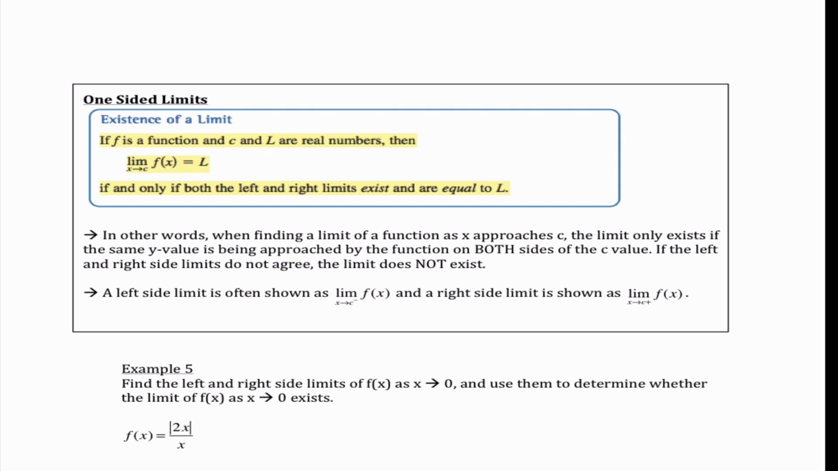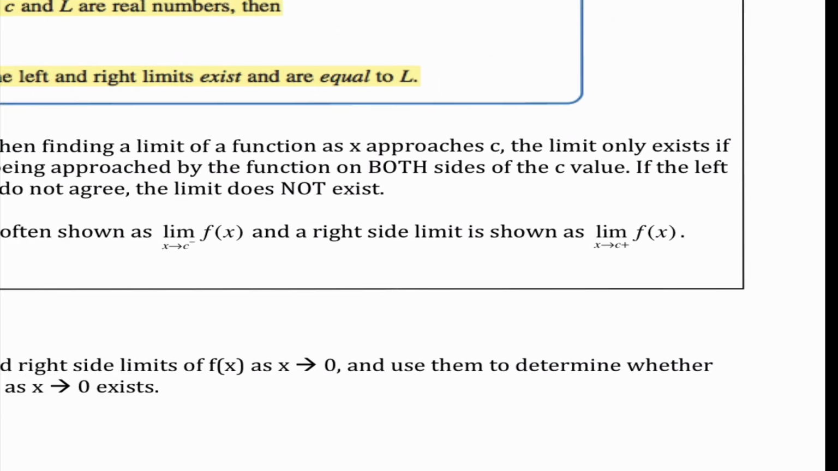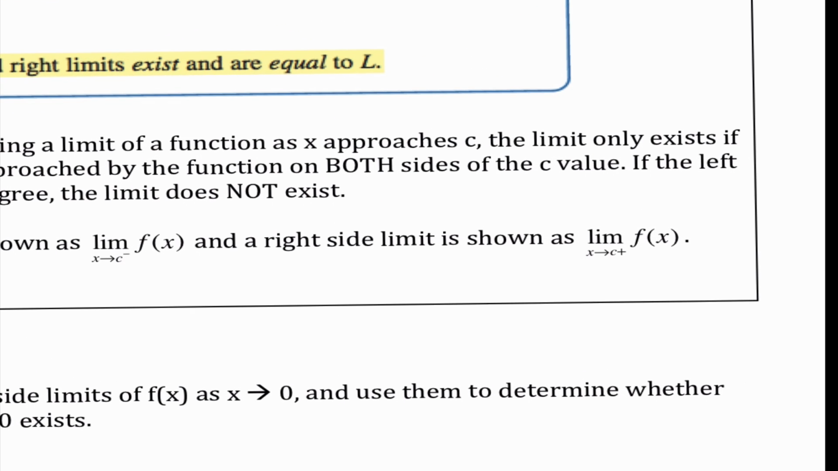Okay, it's saying that if f is a function and c and l are real numbers, then the limit only exists if both the left and the right limits exist and are equal to l. That's just saying that the limits need to be equal to each other. We know that if the left and the right side limits do not agree, then the limit does not exist. So I really want to focus here on this particular terminology.